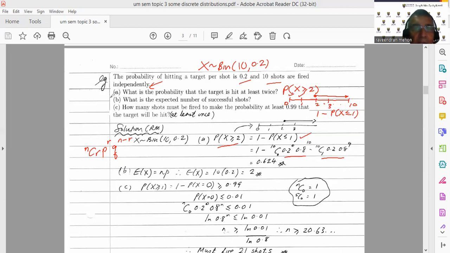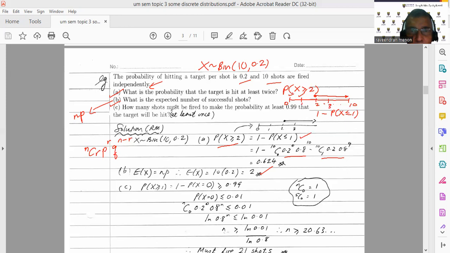Great. So we're done with part A. What's part B? What's the expected number of successful shots? We know the formula. We have learned it before. np. So it'll be 10 times 0.2, which is 2. The expected value of X.